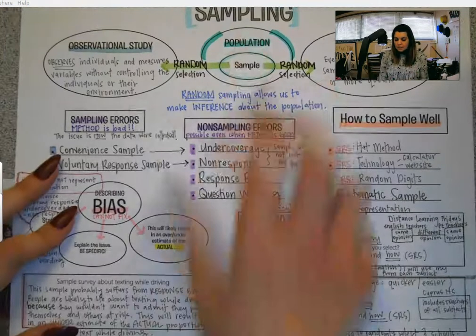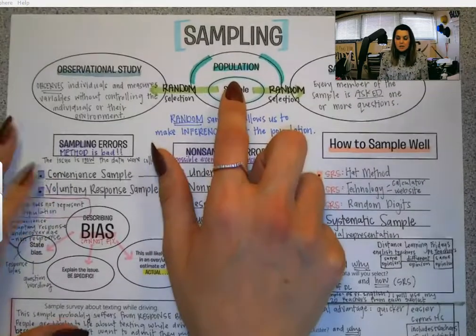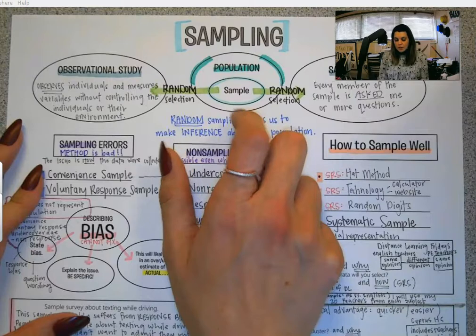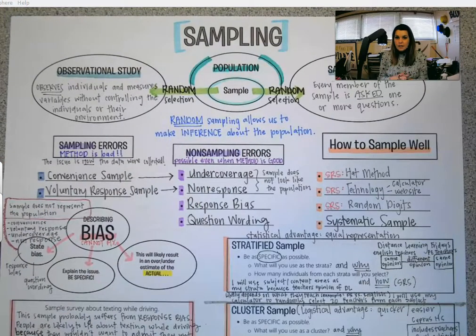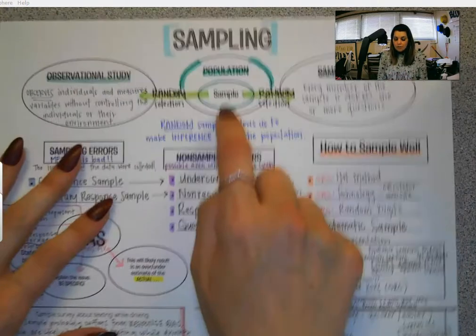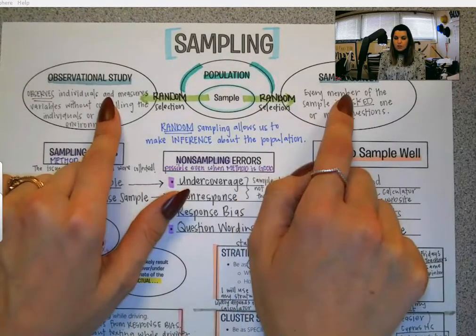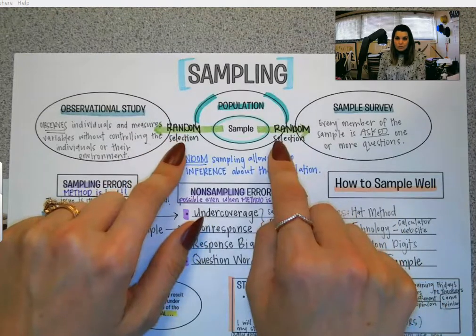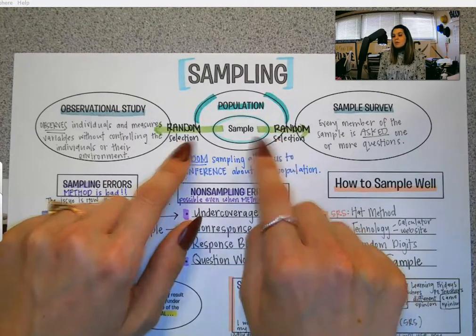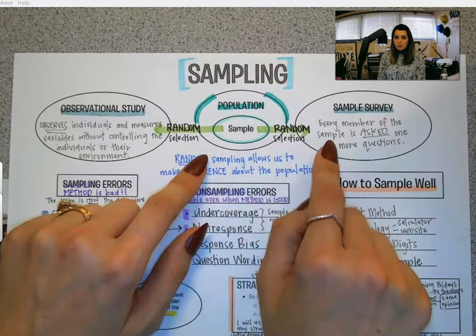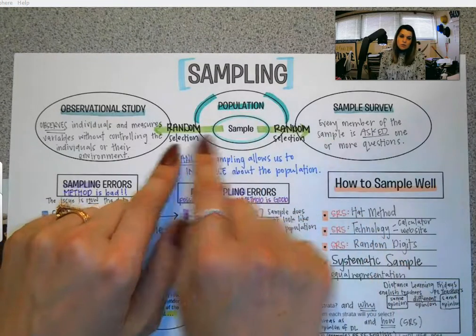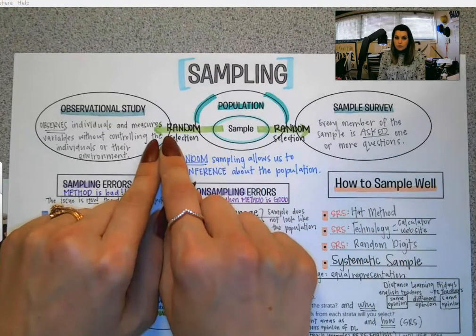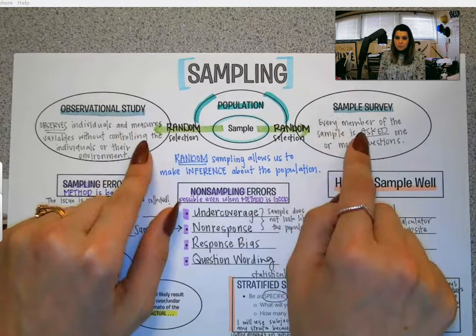So this first bubble is just reminding me that our population and our sample have to match each other. They have to look like each other. You pull the sample from the population, and from your sample, you can do an observational study or a sample survey. Notice that with these arrows, I have clearly written that there must be random selection here. So there must be random selection to get the people that we do the sample survey or to get the people that we observe. So these are the two types of sampling.